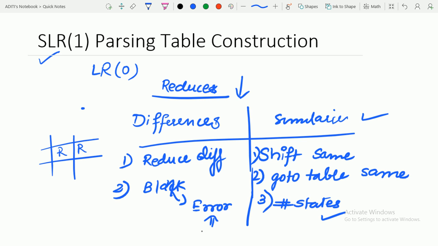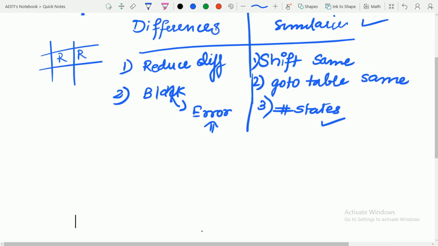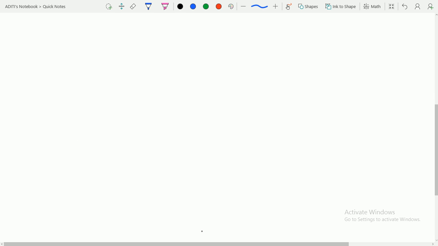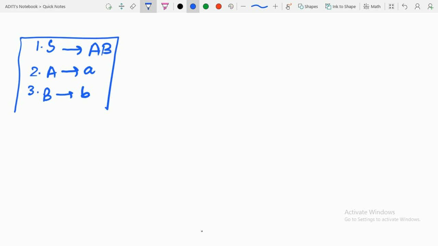For ease and convenience, I am taking the same example that I took in the previous lecture for LR0 parsing table construction, because the DFA that I make will be the same, and the changes will come only in the parsing table, in the entries of the reduce actions. So let us consider the same grammar: S produces AB, A produces a, B produces b. Let's number the grammar, because for the reduce action you have to suffix the production number to it. So we are numbering the productions 1, 2, 3.